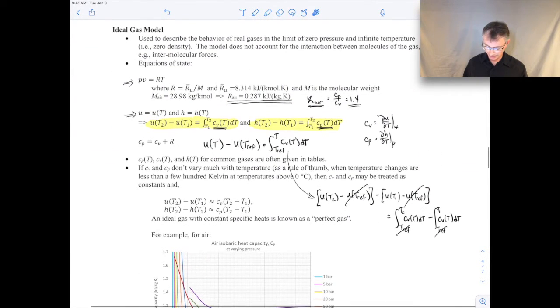There are tables that exist that already do these integrals for you. So it's easiest just to use those tables rather than doing the integral yourself. You could do it yourself, but it's tedious and you're likely to make mistakes. So just use the pre-calculated tables.